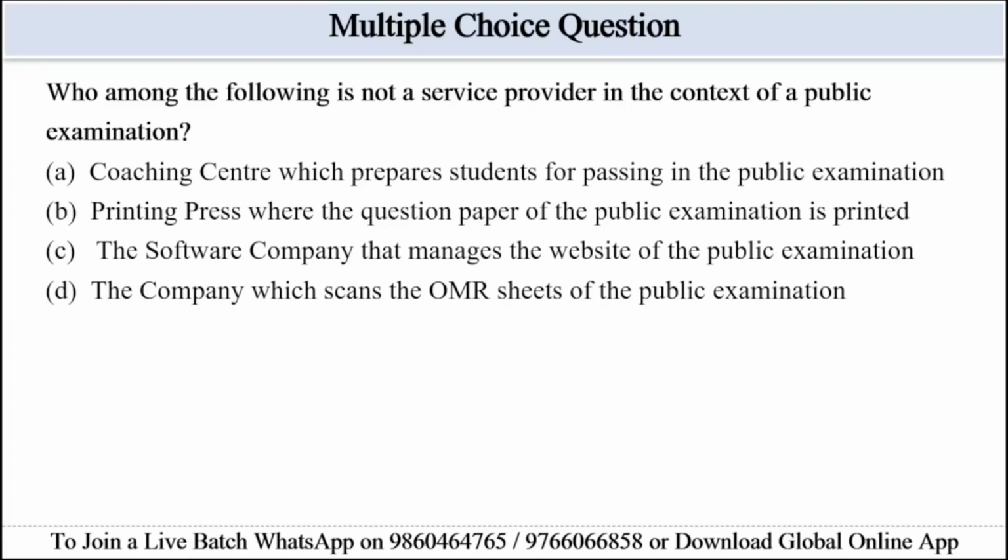Hence, option A will be the correct answer here, because the key phrase is engaged by the public examination authority for conduct of examination. A coaching center operates independently and is not contracted by the government to conduct any part of the official examination process. Its role is purely preparatory and external. The other options are all examples of external firms or companies that would be hired by the examination body to perform a specific official task related to the examination administration. Hence, option A is the correct answer here.